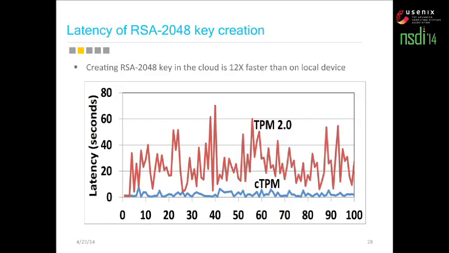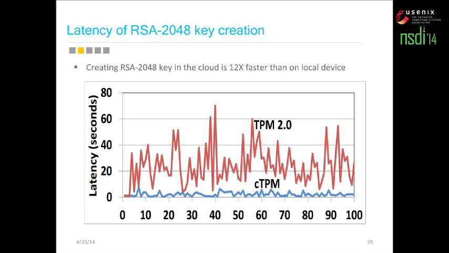To answer the second question, we use an experiment to compare the crypto operation performance between cTPM and the TPM chip. In the experiment, we create 2048-bit RSA keys on both the TPM chip and the cloud-side TPM emulator, and we compare the latency of each round of this key creation. In the figure shown at the bottom, the x-axis depicts the number of the round of key creation, and the y-axis shows the latency of each round.